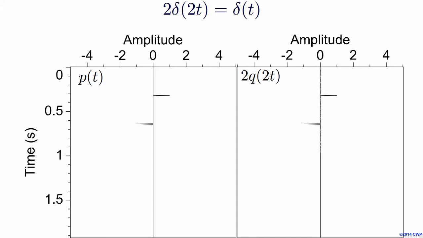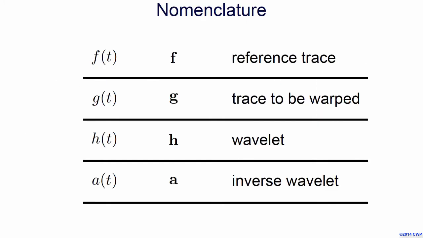But before I get into that, I want to define some variables. The vector f is our reference trace and is simply f of t sampled at uniform increments of time. The same rule applies for the vector g, or our trace to be warped, and the vector h, our wavelet. Now, one term I haven't defined yet is a of t, which is our inverse wavelet to our wavelet h of t.